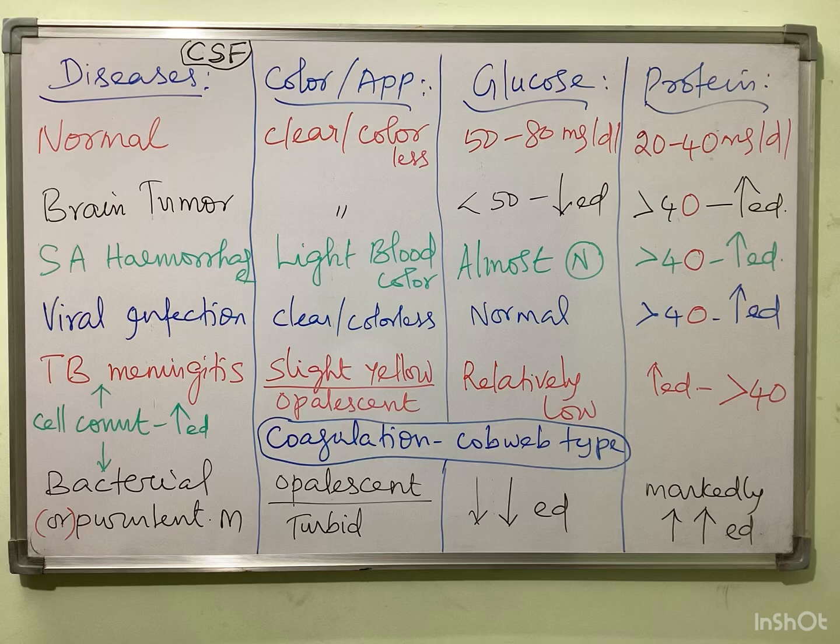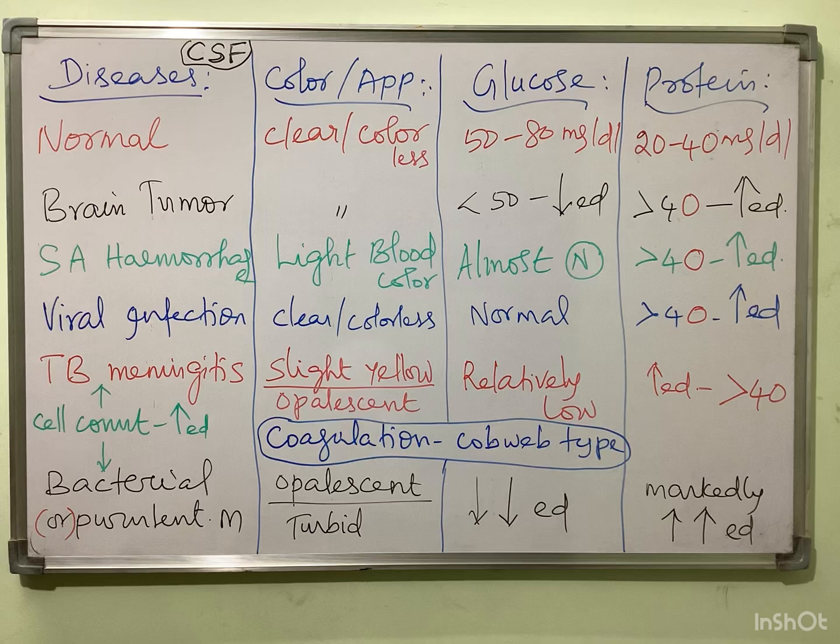Usually the glucose content in CSF is 50 to 80 milligram per dL, whereas protein content is 20 to 40 milligram per dL. So in brain tumor, glucose is decreased whereas protein is increased. In subarachnoid hemorrhage, the glucose is normal whereas protein is more than 40, that is increased.